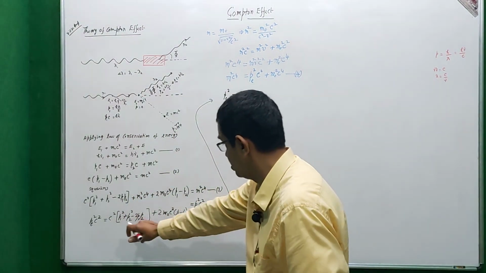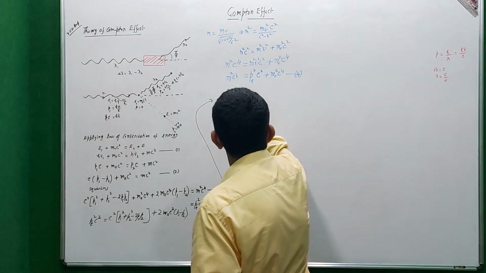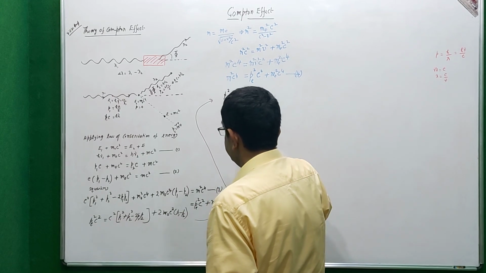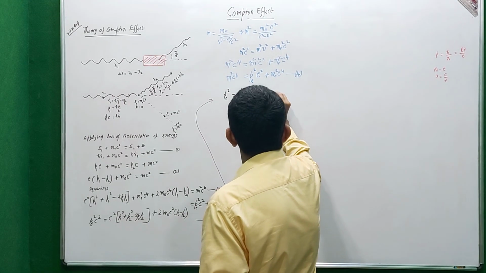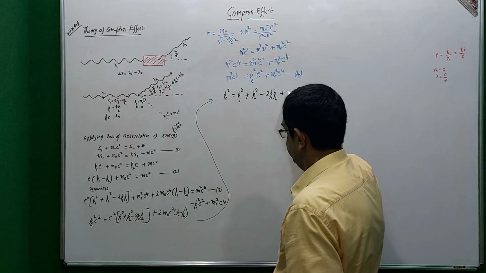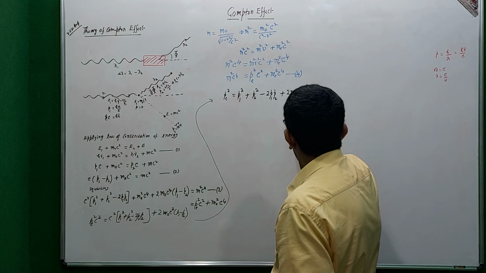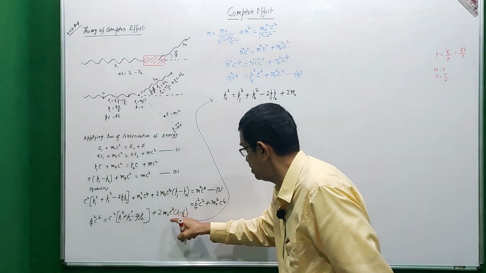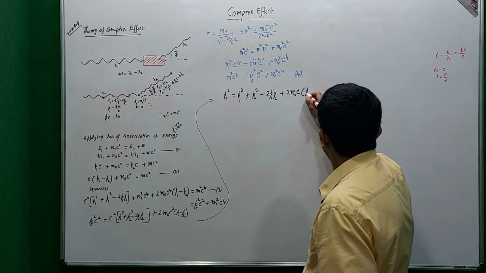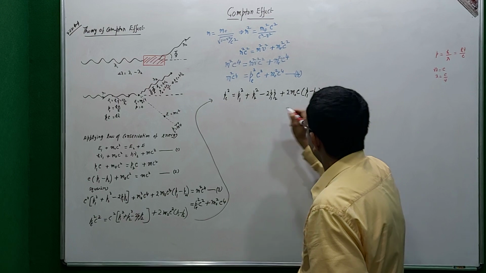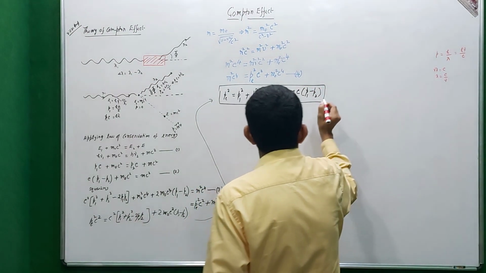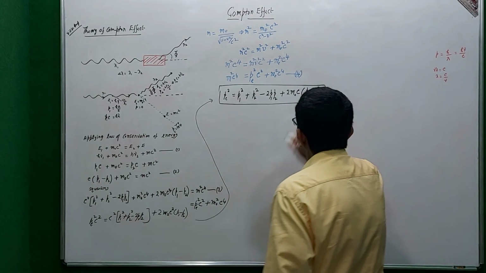P square is equal to, c square cancels, p1 square plus p2 square minus 2 p1 p2 plus 2 m naught. This is c square, here c cube. Therefore, what is the remaining? That is c into (p1 minus p2). Okay, let us write this as equation 5.